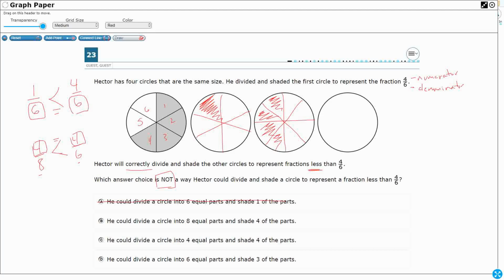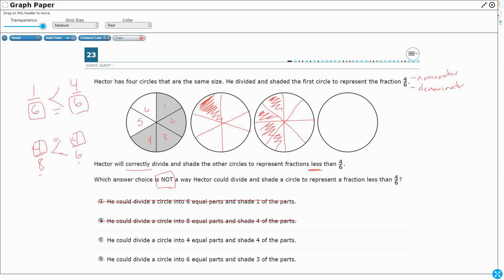Now, this is where it gets a little bit tricky. 8 is a bigger number, but you're breaking the same circle into 8 parts instead of 6 parts. The more parts you break them up into, the smaller each part has to be. Imagine breaking up a pizza into 2 equal parts and a pizza into 100 equal parts. Think about how thin those 100 equal parts would be. So the larger the denominator, the smaller the fraction. So 4/8 is going to be smaller than 4/6. So it doesn't work.